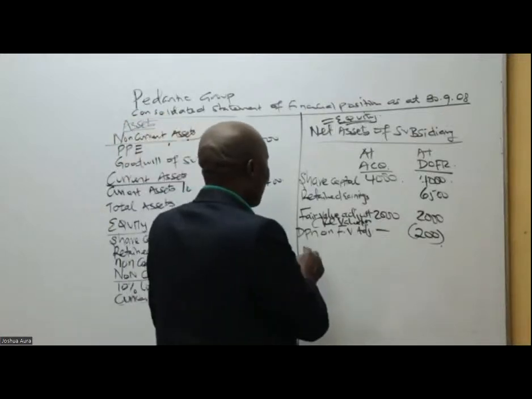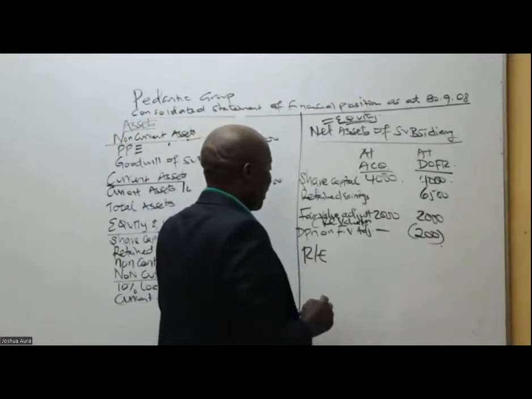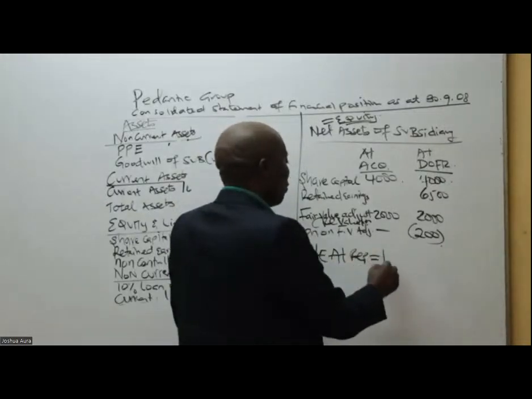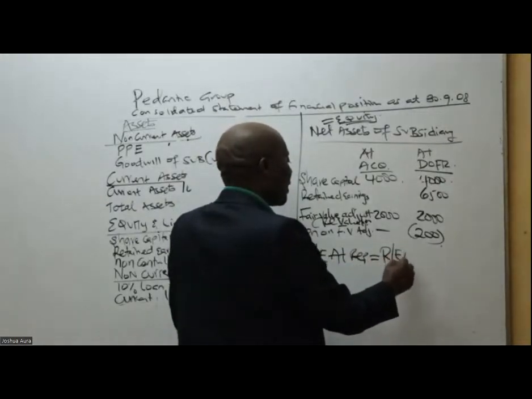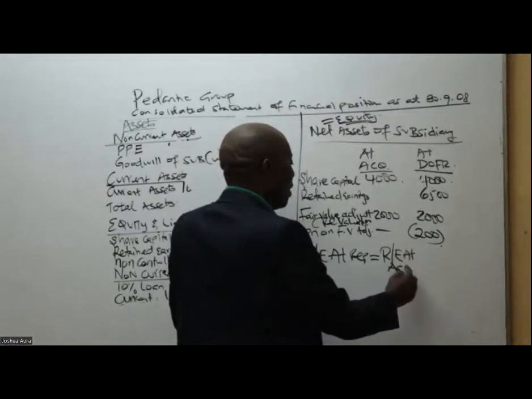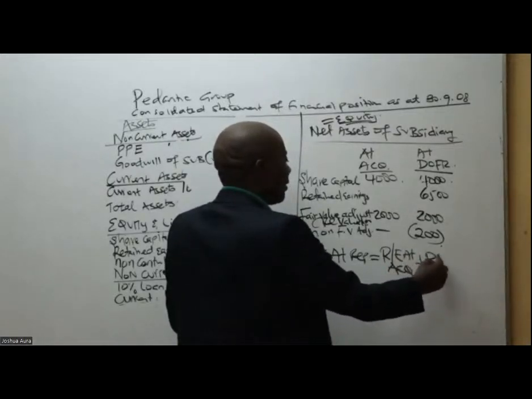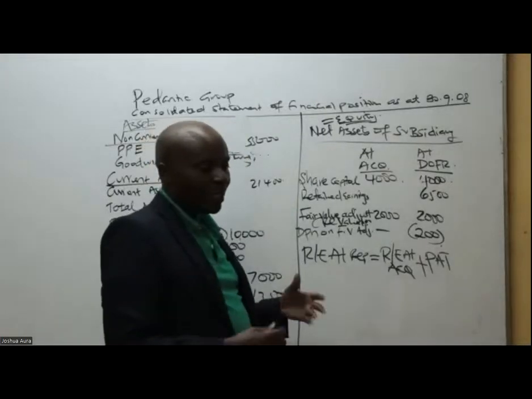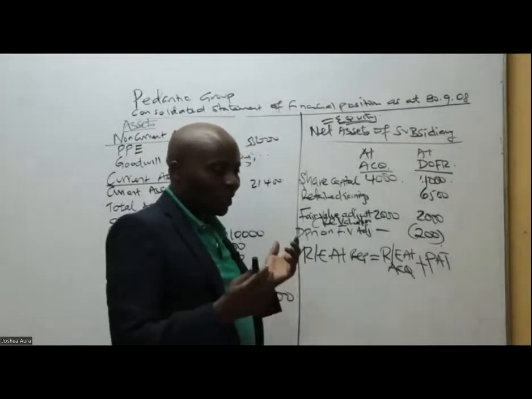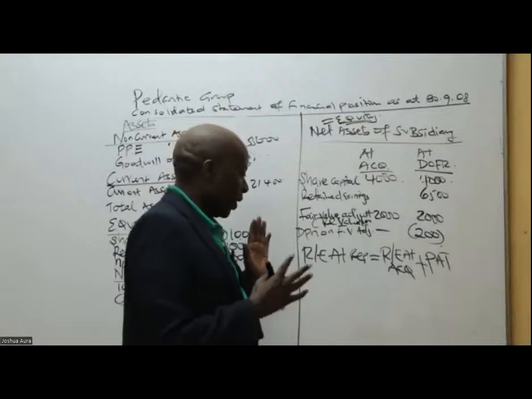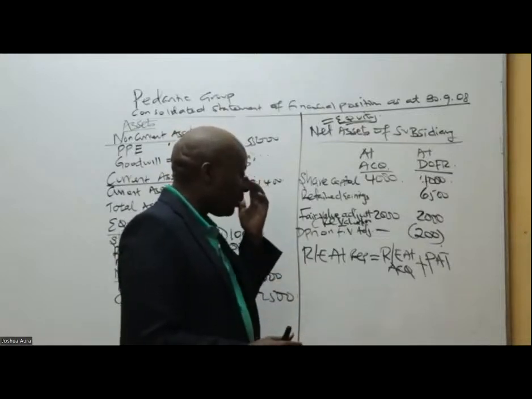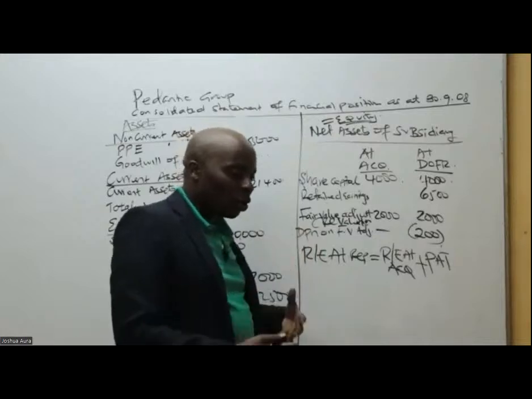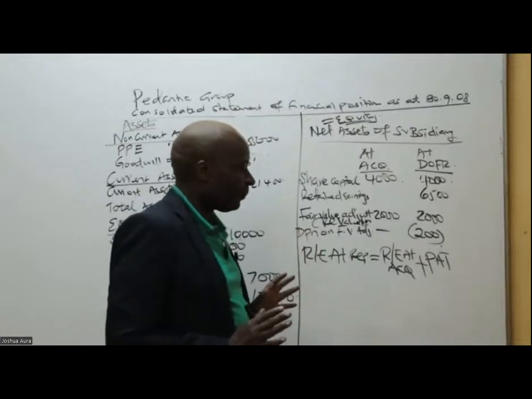Remember, for us to get retained earnings at reporting, we normally take retained earnings at acquisition plus profit. Assuming there were no dividends paid, assuming you retained everything. Whenever you want to get retained earnings at reporting, we normally take retained earnings at acquisition plus the accrued profit.